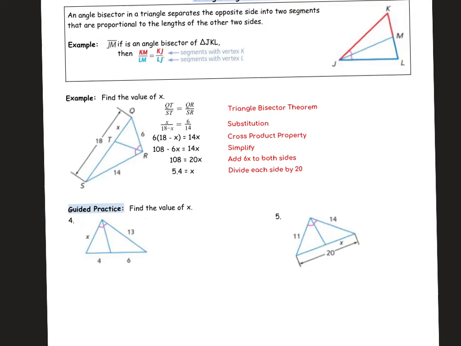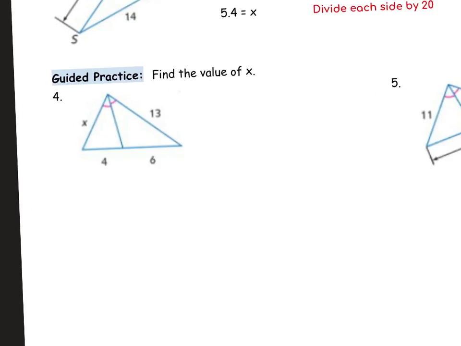Plug in what we know. X over 18 minus x, so this part, must be equal to 6 over 14. Use our cross products, simplify, add 6x to both sides, and divide both sides by 20, giving us x is equal to 5.4. Practice-wise, what's that look like?